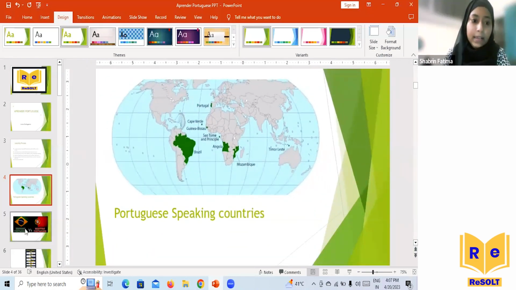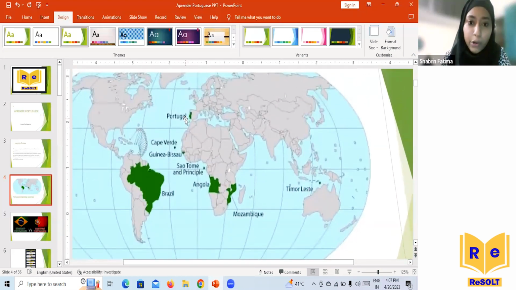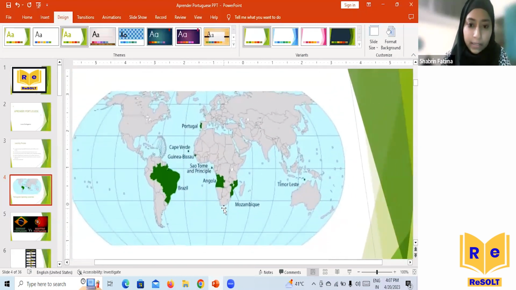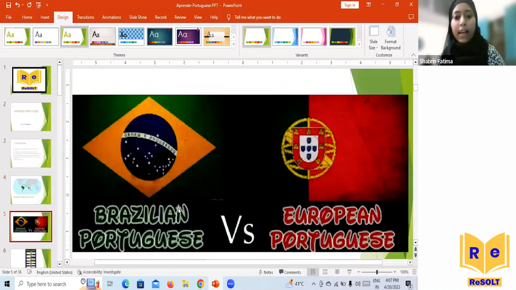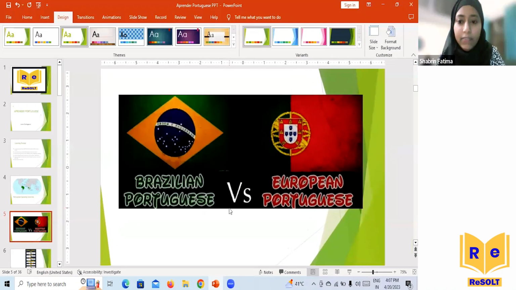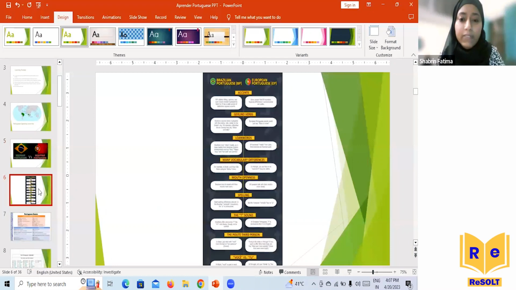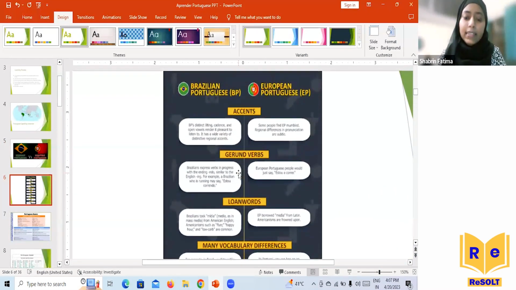As you can see in the map, we have Brazil as well as Portugal. These are the major parts for this language. We have 2 types of Portuguese language. First is Brazilian Portuguese, then we have European Portuguese. Now we need to understand the difference between these two. Although both are Portuguese, there are a little bit of differences between them, because these two are on different continents also. So what are the differences?